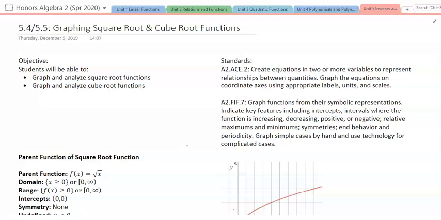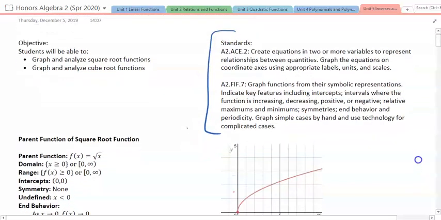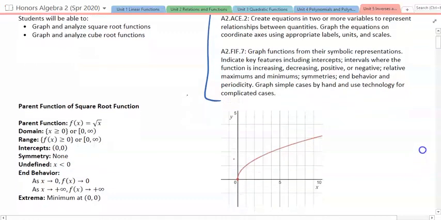So we're going to look at 5.4 and 5.5 on graphing square root and cube root functions. And so the objectives will be to graph and analyze square root and cube root functions with the associated standards here, ACE2 and FIF4, dealing with graphing functions.